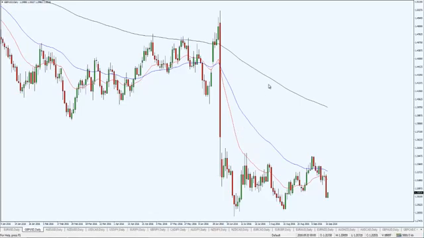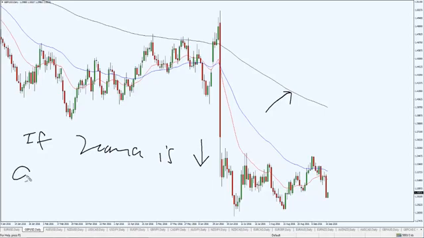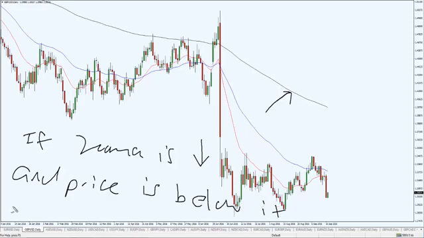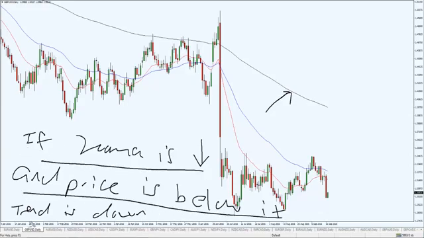So my definition of trend is this. If the 200 period moving average, which is this black line over here, is pointing lower and price is below it, then the longer term trend is towards the downside. Let me write this down. If the 200 MA is pointing lower and price is below it, then the trend is down. Pardon my handwriting. I know it looks like a kid's handwriting, but yeah. If the 200 period moving average is pointing lower and price is below it, then the long-term trend is down.